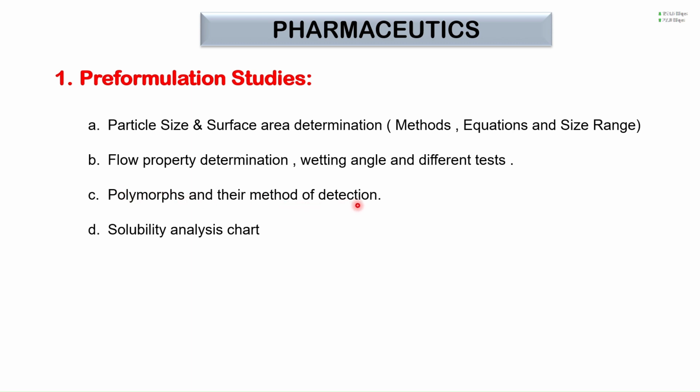Polymorphs and their method of detection. Polymorphs mean crystalline, amorphous, and solvates, hydrates. There's a flow chart, and you must revise it thoroughly. And method of detection includes single crystal XRD, powder XRD, TGA, and the amount of sample needed for carrying out that particular procedure. You must also go through that.